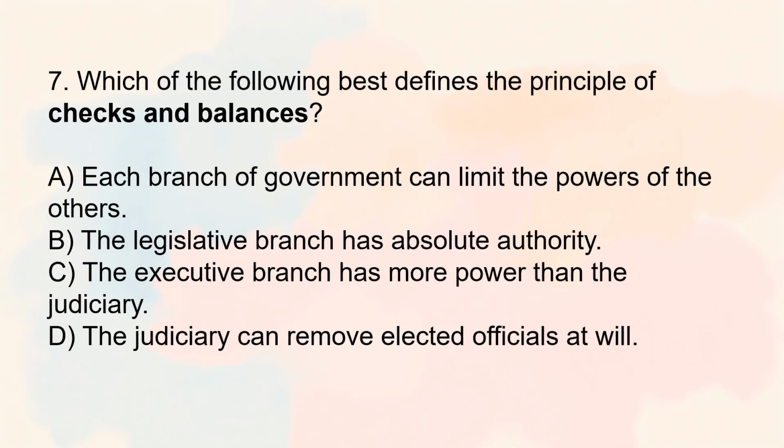Number 7. Which of the following best defines the principle of checks and balances? Letter A. Each branch of government can limit the powers of the others. Letter B. The legislative branch has absolute authority. Letter C. The executive branch has more power than the judiciary. Letter D. The judiciary can remove elected officials at will.